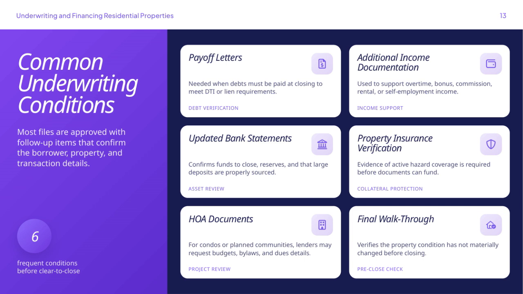Property insurance verification is another frequent condition. Before documents can fund, there must be proof of active hazard coverage to protect the collateral. For condos or planned communities, lenders might request HOA documents such as budgets, bylaws, and dues information. This helps us assess the stability and obligations of the community, which is the project review. Finally, a pre-close check often includes a final walk through the property to verify that the condition hasn't materially changed since the appraisal or inspection. These 6 frequent conditions are essential checkpoints to ensure a smooth and compliant path to closing.